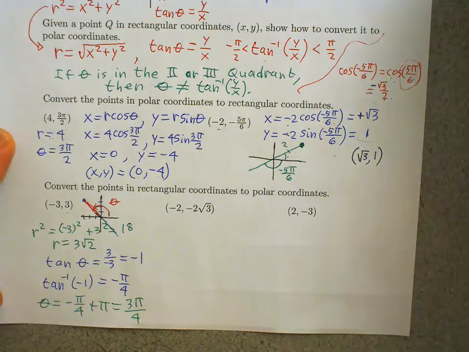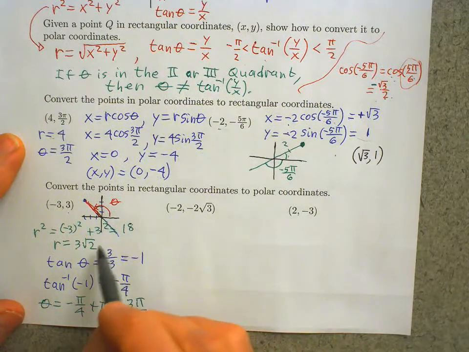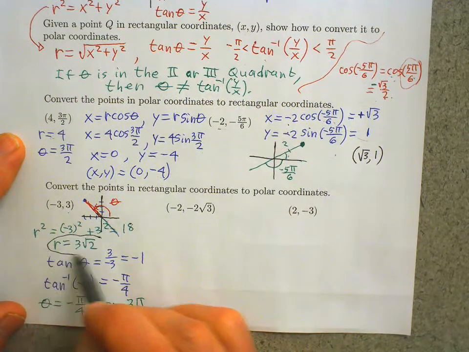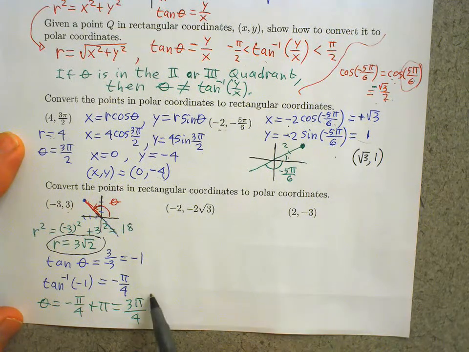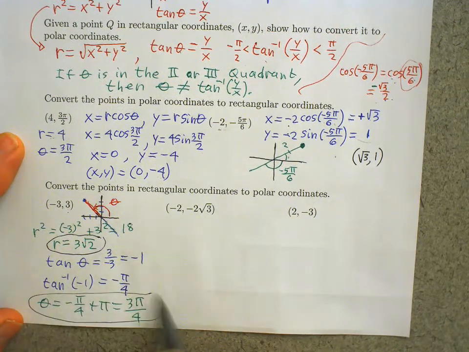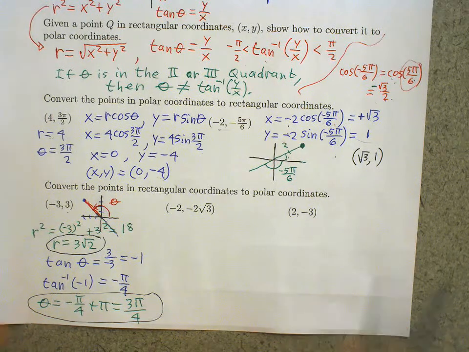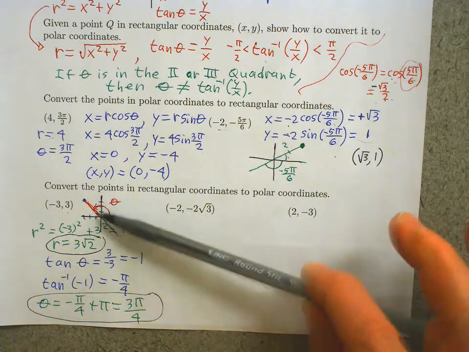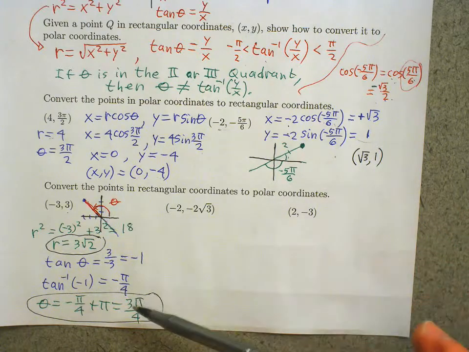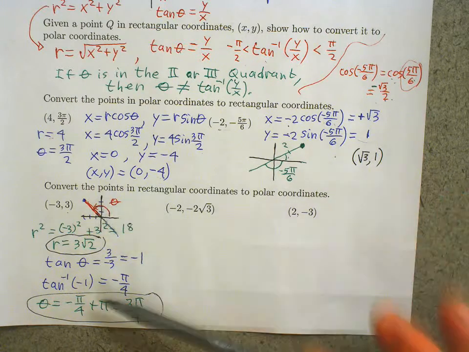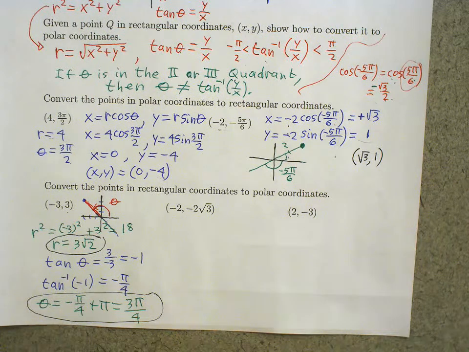Okay, so I'll just circle what r is. R is 3 times the square root of 2, and theta is 3 pi over 4. And we can verify, just by doing more arithmetic if you want, that those are the right polar coordinates.